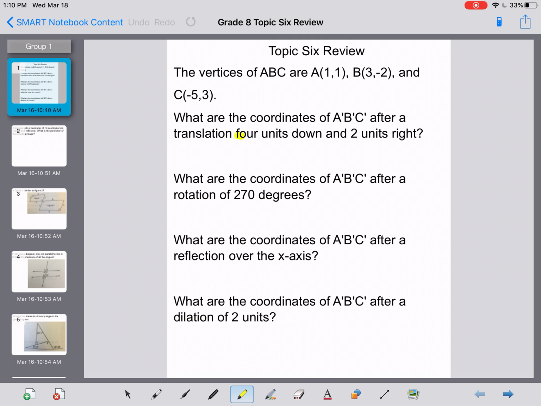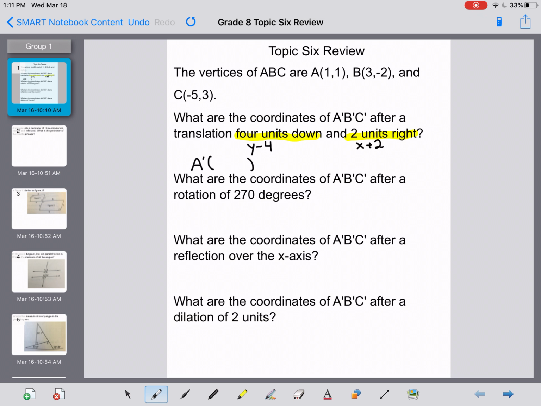So for a translation, we're going 4 down and 2 to the right. The up and down refers to the y-axis. So since we're going 4 down, we're going to subtract 4 from the y. And 2 to the right refers to the x-axis, and to the right is positive, so it'll be our x value plus 2. So I'm going to do that for every point.